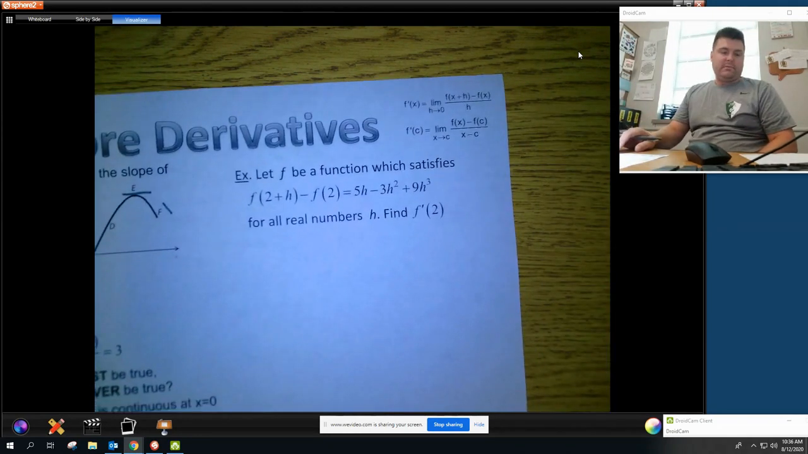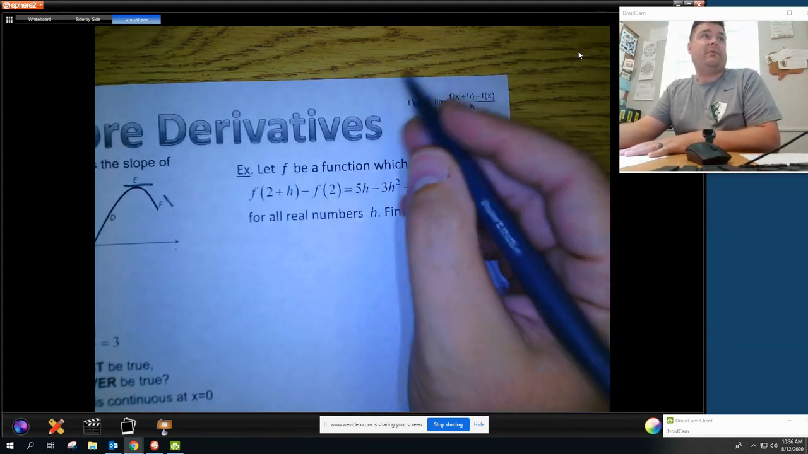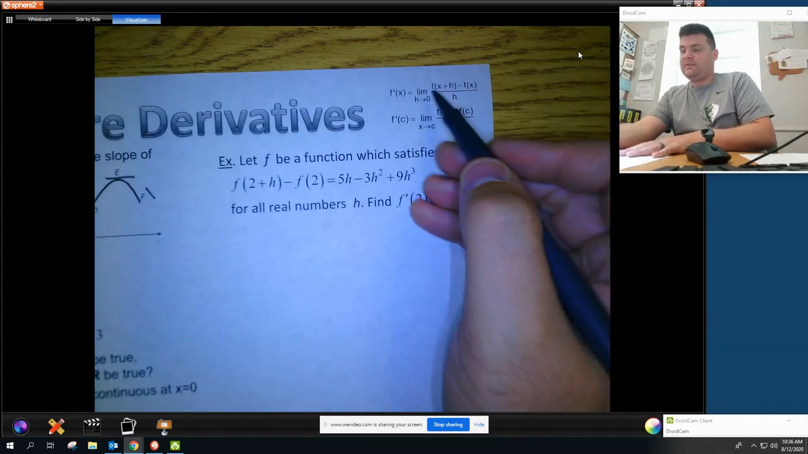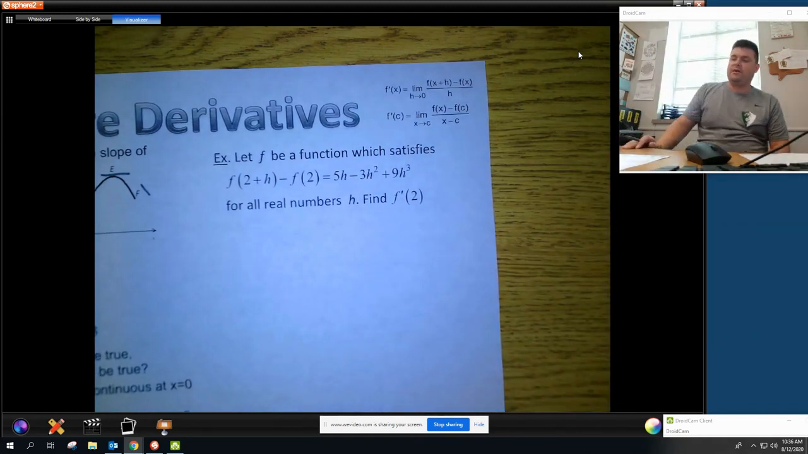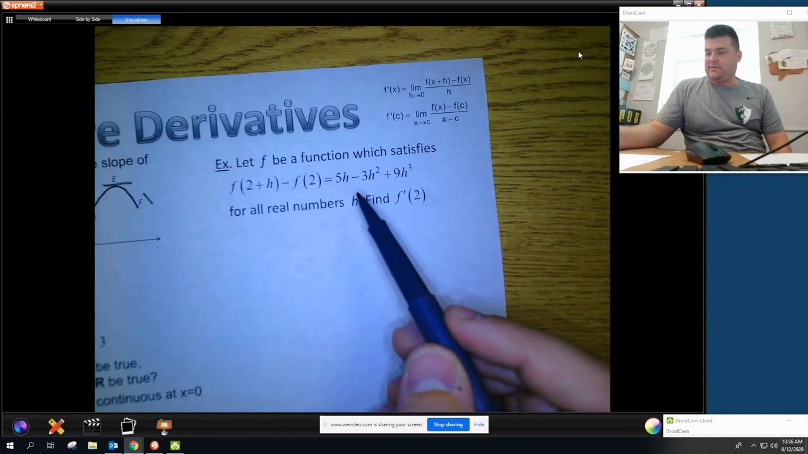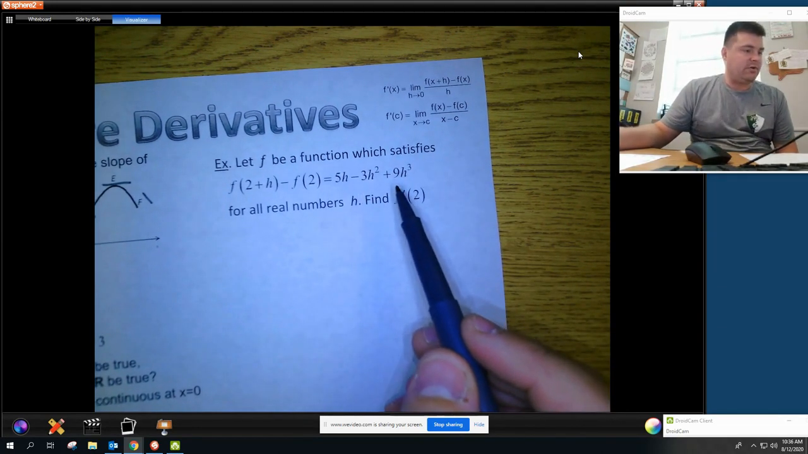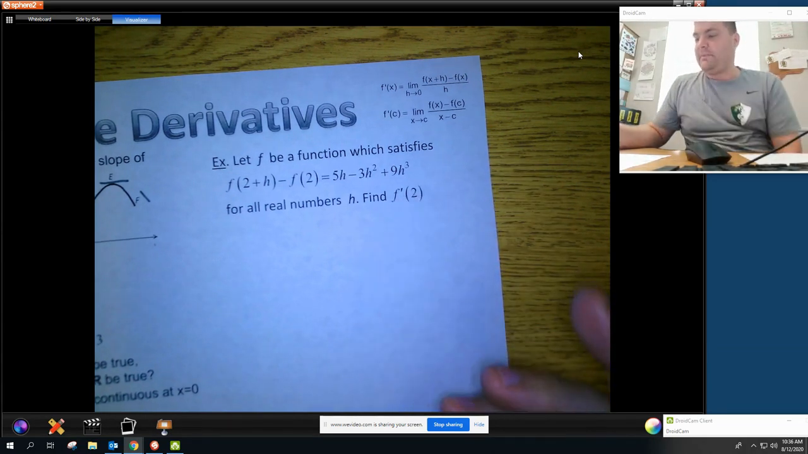Now let's get a little more into these. And again, in the corner, a little helpful formulas here: the definition of the derivative, and then the difference quotient, or the alternate form. Let f be a function that satisfies this right here for all real numbers. We're going to go ahead and find f prime of 2.